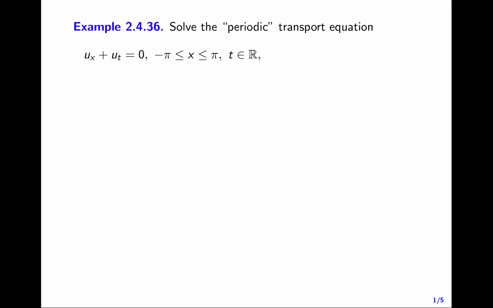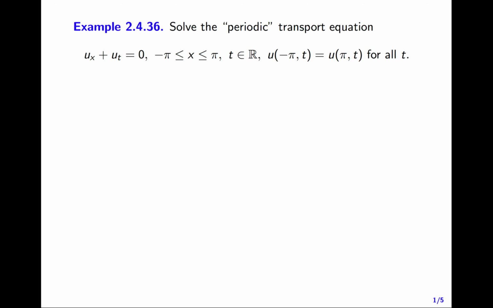Hello, and welcome to our example of using Fourier coefficients and Fourier series to solve a partial differential equation that, for a change, is not a heat equation type problem. We are going to solve the periodic transport equation u_x plus u_t equals 0 on the domain x between minus pi and pi, and t is a real number, with the additional requirement that u(-pi, t) equals u(pi, t) for all times t.